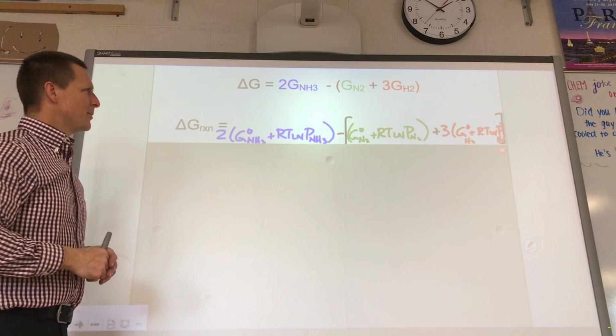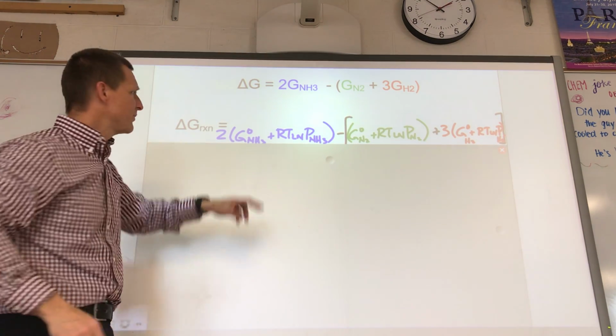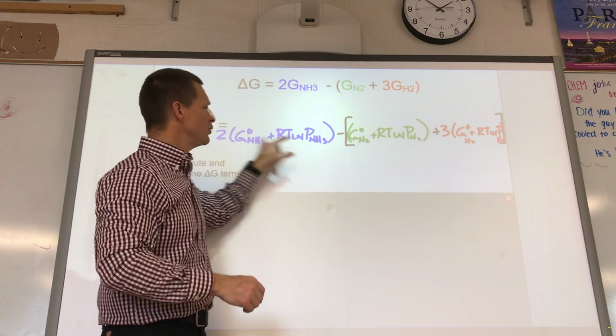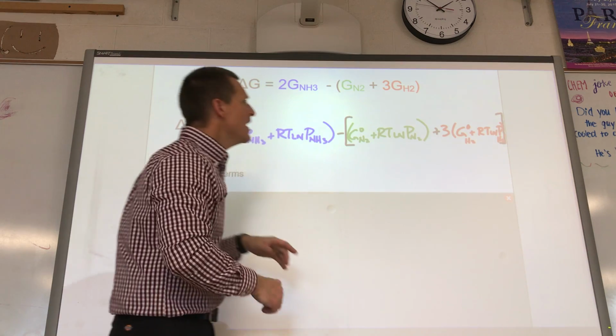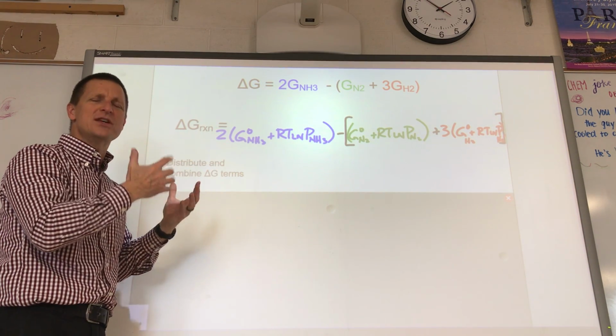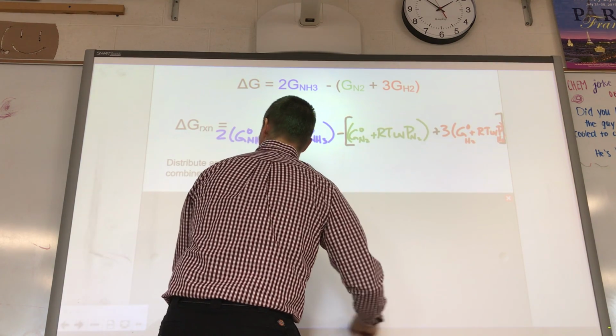Oh man, what a big mess. It's going to get a little bit more messy, then we'll start to clean it up. So what should we do here? Let's distribute our coefficients, the 2 into that quantity and the 3 into that quantity. And another step, I'm going to put my delta G terms, my G terms all together. So let's get at it again.